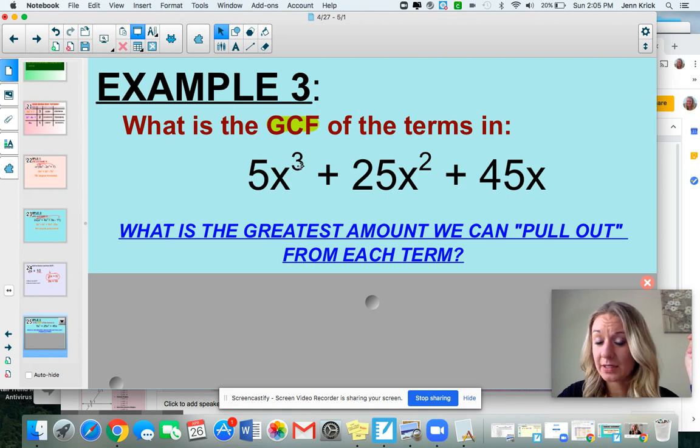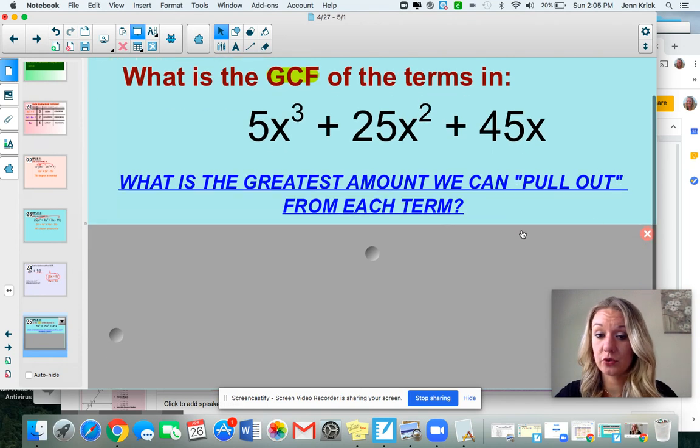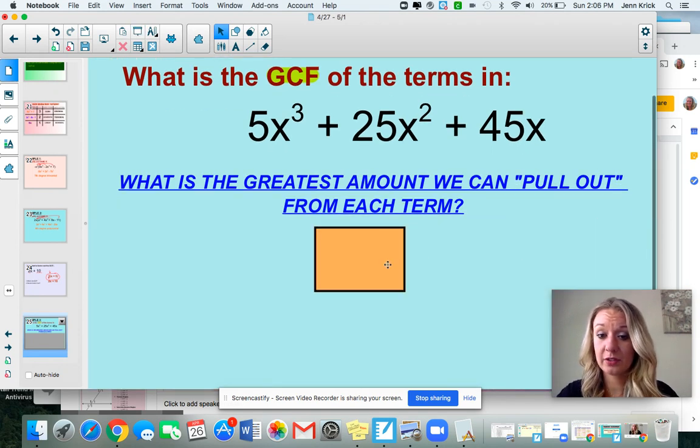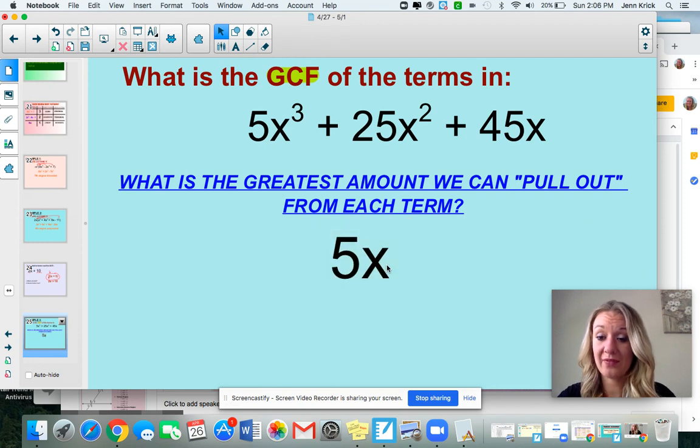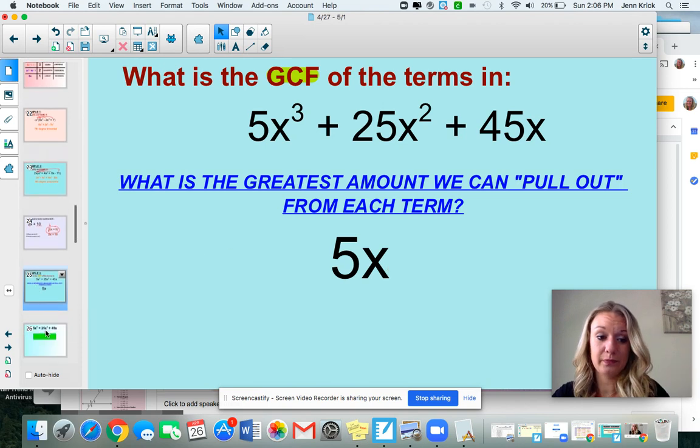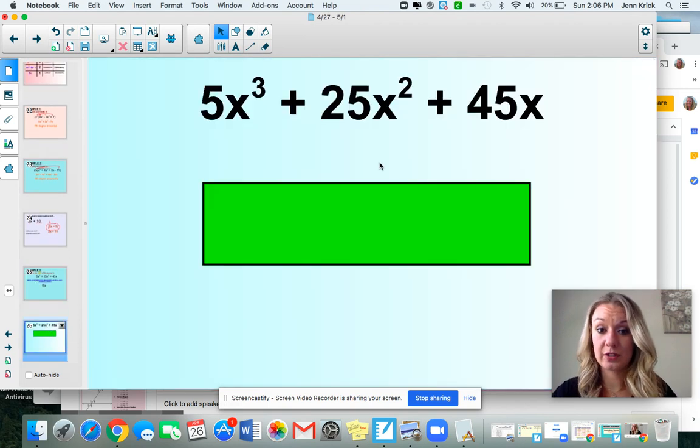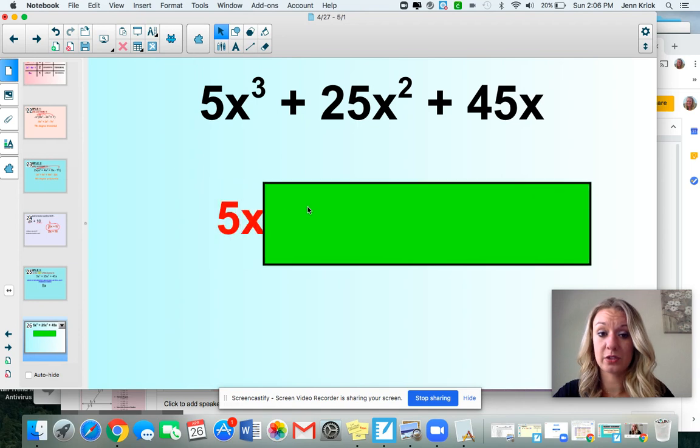But if I've got x to the third, x squared, and then just x, what's the greatest amount of x's that you can pull out from every single one? And hopefully you're telling me it's just 1x, because you can't pull out more than 1 here. So your greatest common factor looks like this. It's just 5x, because you can take that out of every single term and every term has enough to spare that amount.